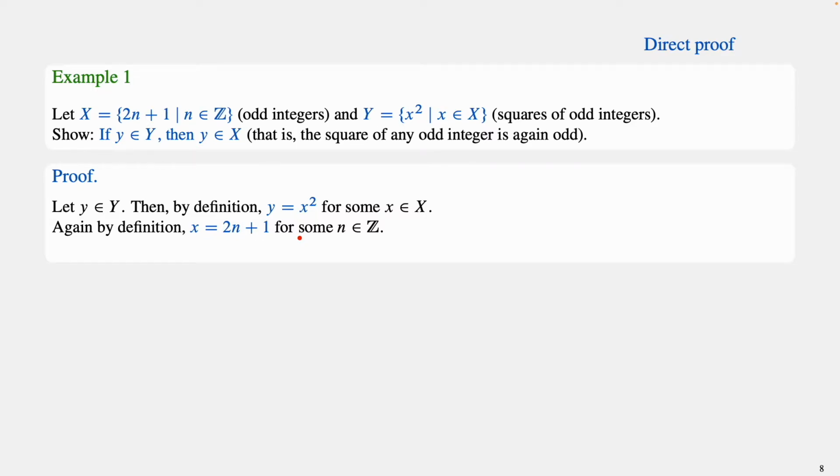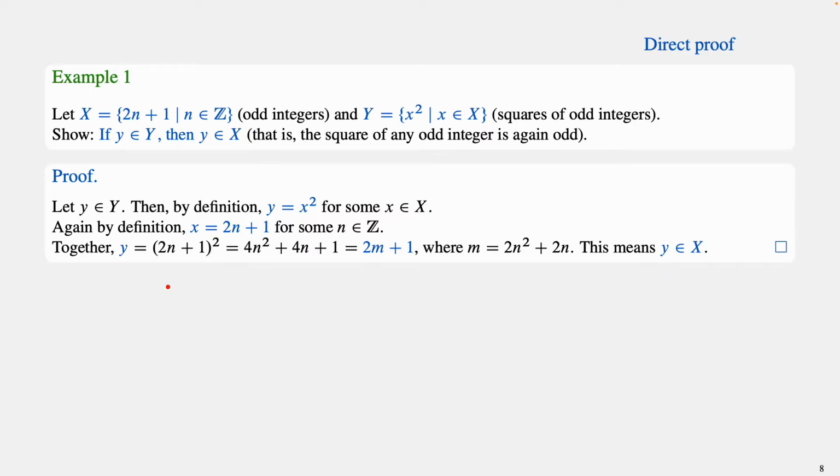And now our plan is to use the definition of y as the square of an odd number x, write out the odd number explicitly and compute the square, and hope that from this expression we somehow find that it turns out to be an odd number as well. So let's execute the plan.